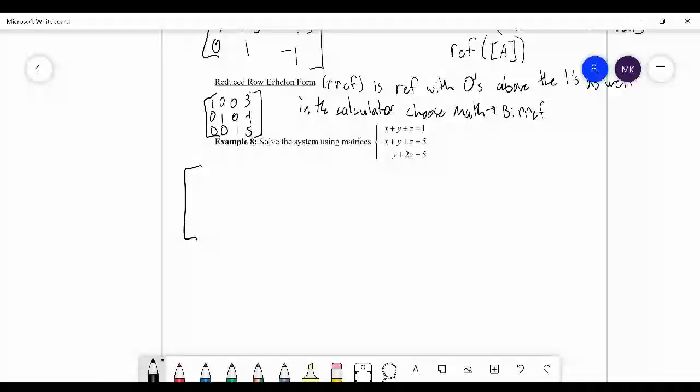This one's really nice. All of our coefficients pretty much are ones or negative ones. We have one of them that has a 2. So our first equation, x has a 1, y has a 1, z has a 1, and that equals 1. Our second equation, x is negative 1, y is 1, z is 1, and it gives us 5. Our last equation, x is 0, y is 1, z is 2, and we also get 5.